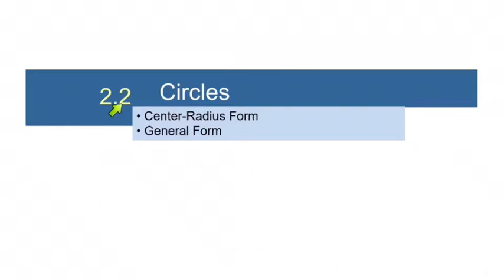This time we're looking at section 2.2. This one's all about circles. We're going to be looking at the center radius form of a circle, and we'll learn how to graph a circle and how to look at a graph and determine the equation of the circle. And we'll also talk about general form, and we'll learn how to tell whether an equation is going to graph a circle or a point or nothing at all.